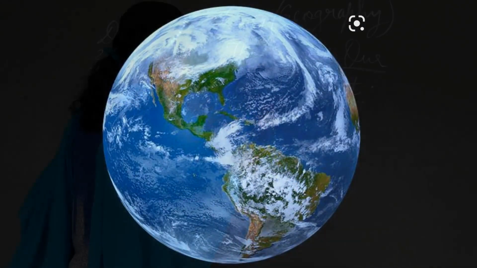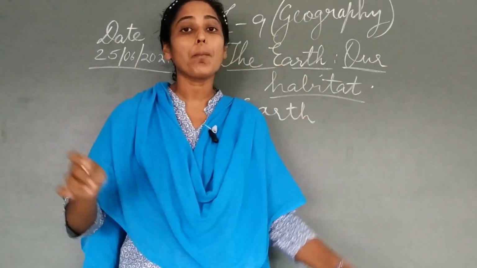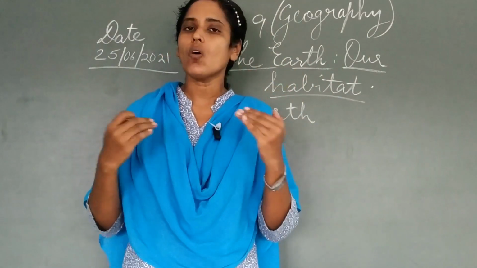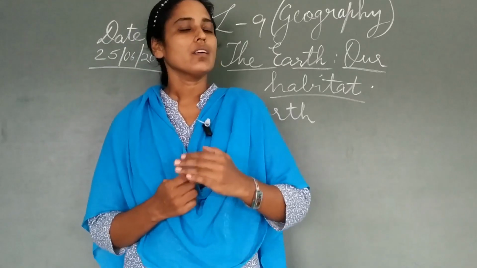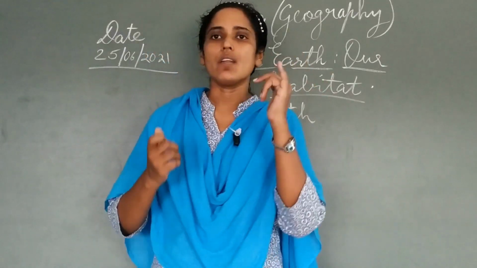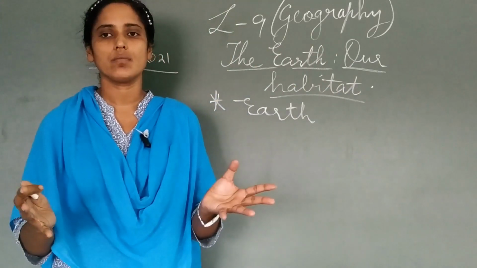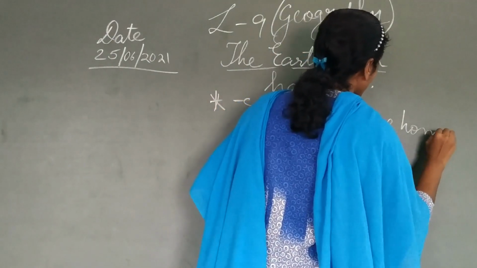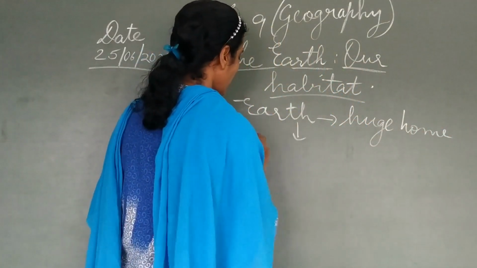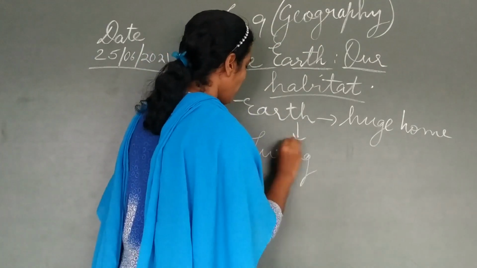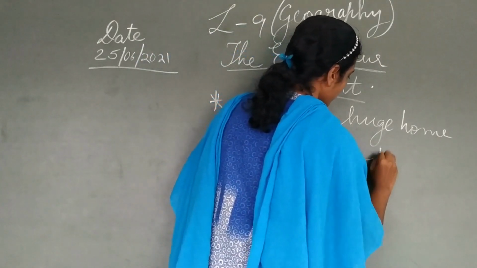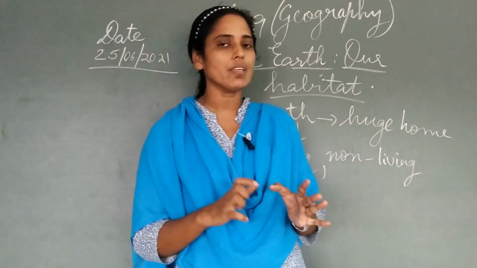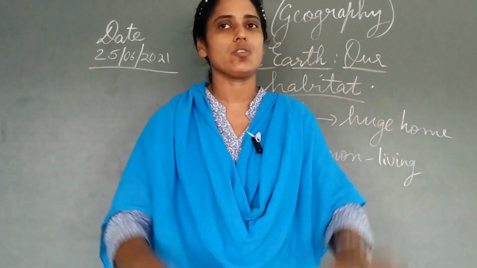The Earth is actually a place where we live. That is a place where we exist, we survive, and all living organisms survive. The Earth consists of living as well as non-living organisms. It is a huge home. That is, the Earth is a huge home for every organism, whether it's a living organism or a non-living organism. So we can say that Earth is a place where non-living as well as living organisms exist.